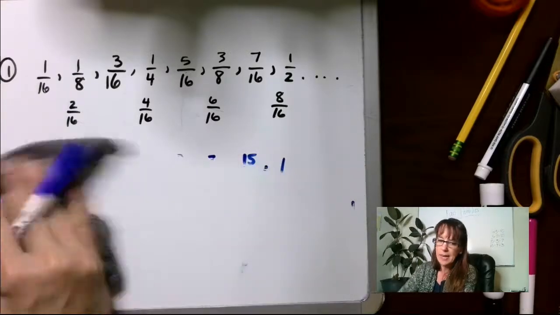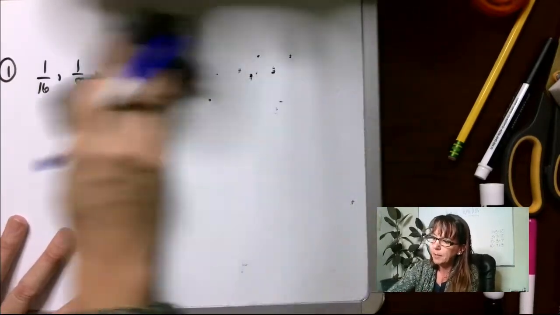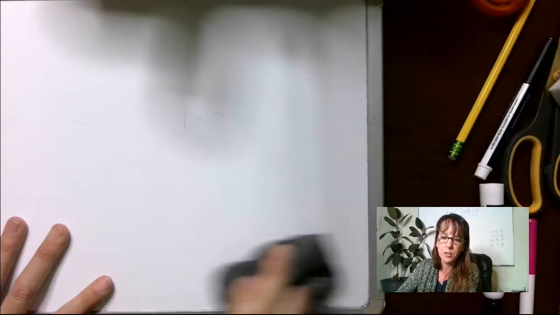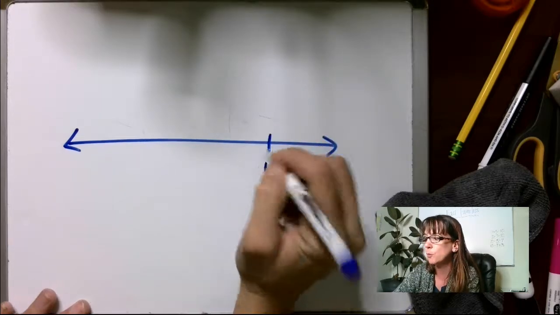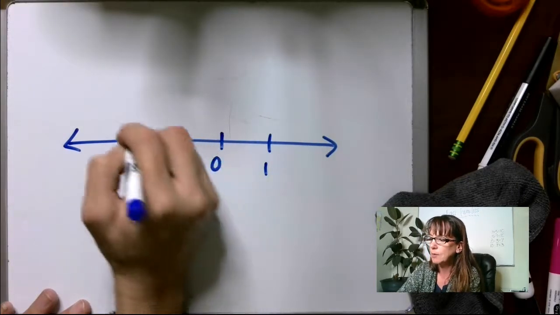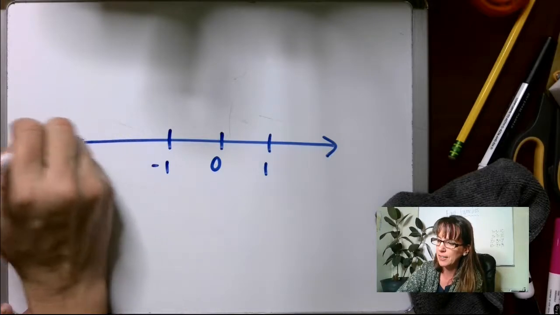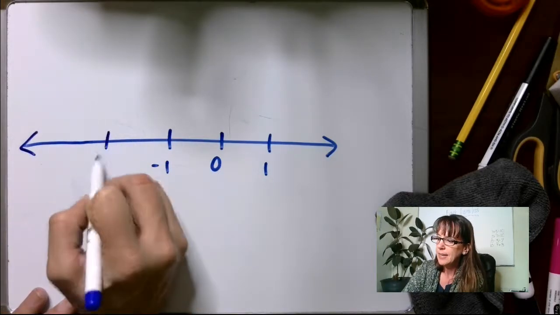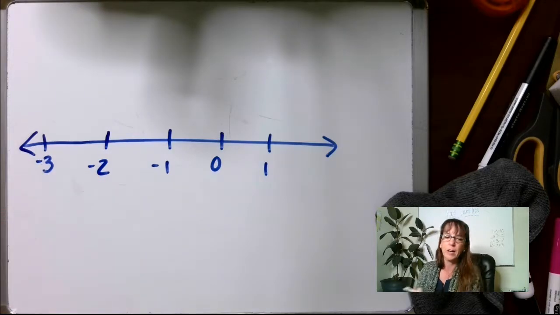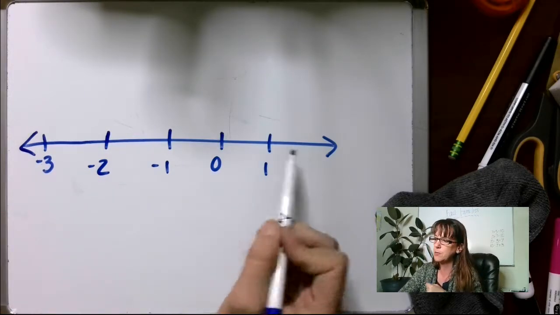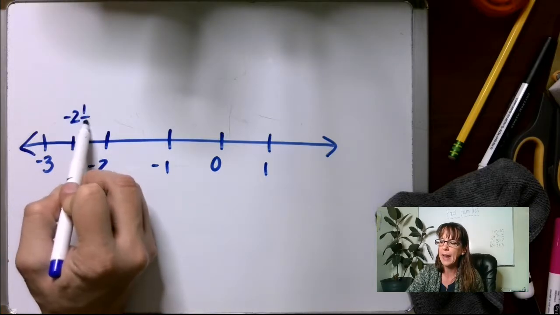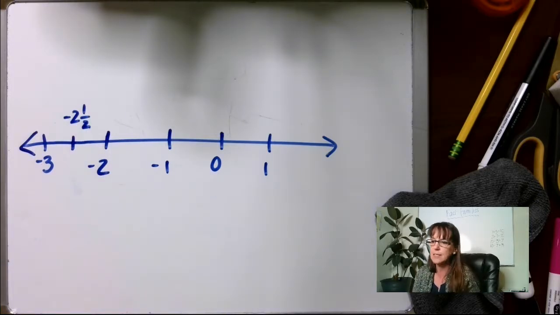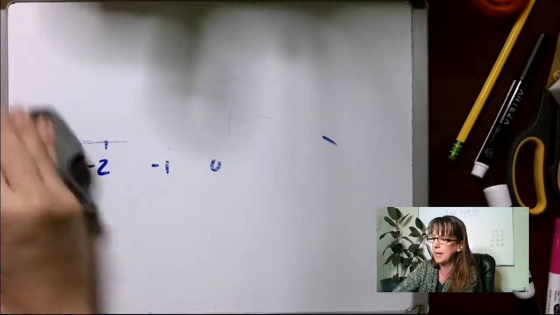Okay. Next, for letter B, it says, what number is halfway between -2 and -3? And this is a really good question because when we're dealing with negatives, guys, it can be super tricky, right? So I've got -1, and I never draw these long enough. Make sure I'm not off the board there. -2, -3. Okay, so which number is halfway between -2 and -3? It's right here. When it's a negative number, it's a little bit tricky, but this is -2 and 1/2. If you got something different and you're not sure why, let me know. I'd be happy to help.